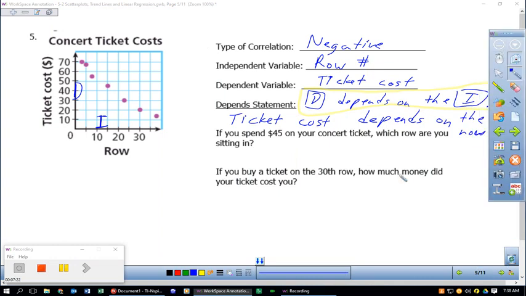Alright, now next we have: if you spend $45 on a concert ticket, which row are you sitting on? So if we start at 45 up here, in that color, 45, and we trace over, looks like we're going to be about on row 15. And then if you buy a ticket on the 30th row, how much will that ticket cost you? Oh, let's see, let's go up here. There we go. It's up here at $20.